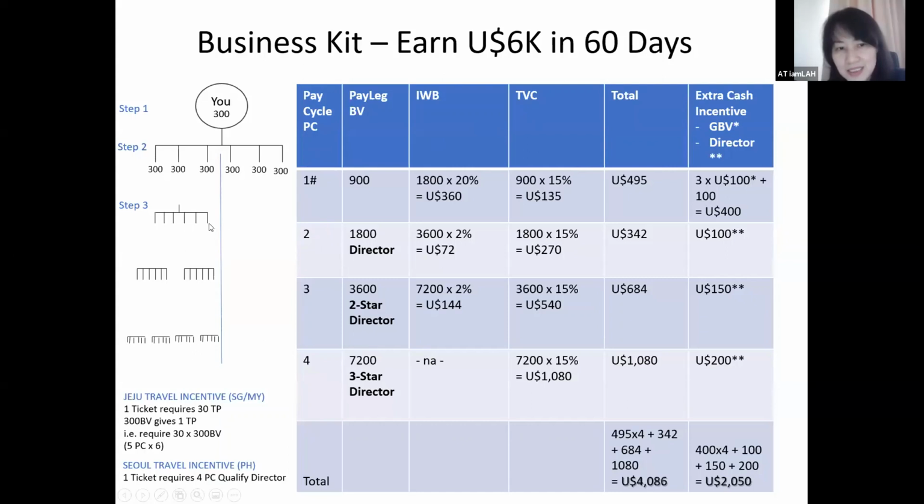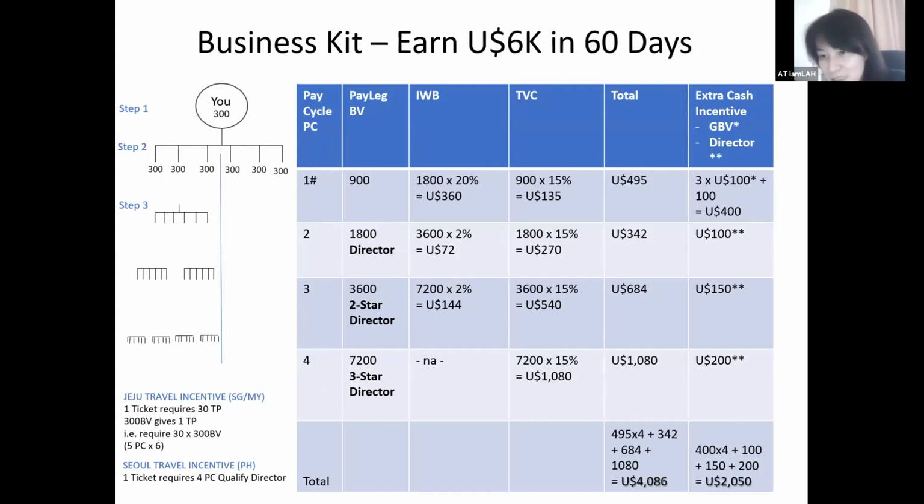Then when you go to step 3, which is at your second pay cycle, this whole thing will have 1,800 in your pay rate. You become a director already. And then you earn this much. So this is altogether 1,003. And then in cycle 3 and cycle 4, you earn the respective amount, because here we have the director bonus. So all in all, you add the main income plus the extra income, it is about 6,000 USD.